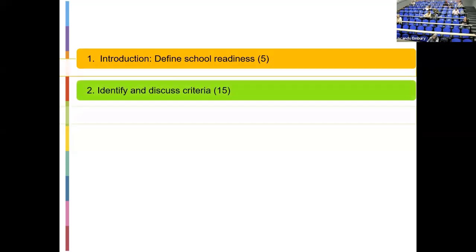Paragraph 2, you're going to identify and discuss the criteria. Be careful not to plagiarize here again, the criteria for school readiness. So you're going to say, in terms of physical development, they need to be able to do the following things. And you discuss all the domains.